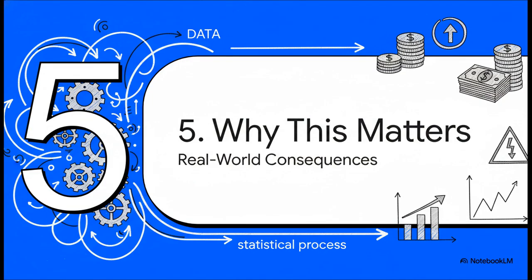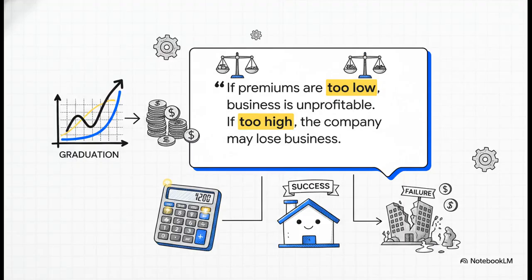Okay, so I get it. This is a pretty complex statistical process. But why should any of us really care? Well, it's because getting this balance right or wrong has massive real-world financial consequences. This quote from the source material really just says it all, doesn't it?